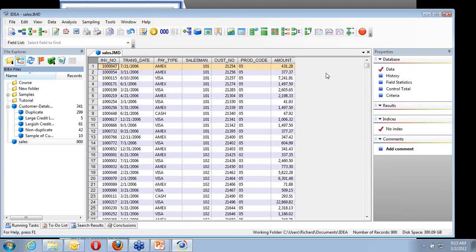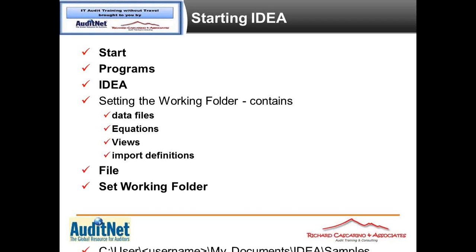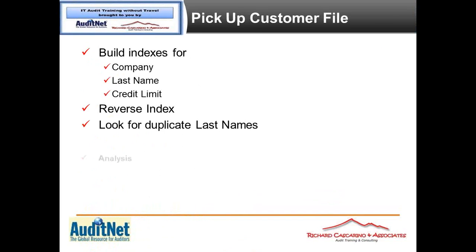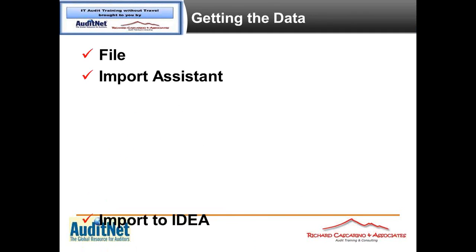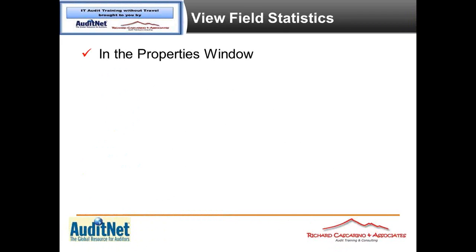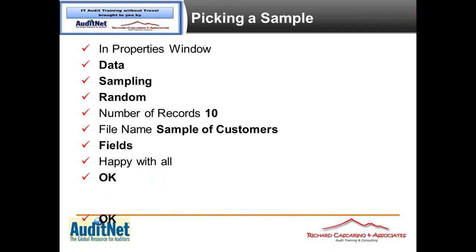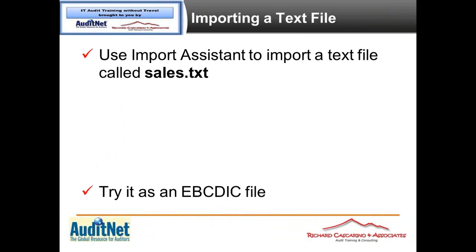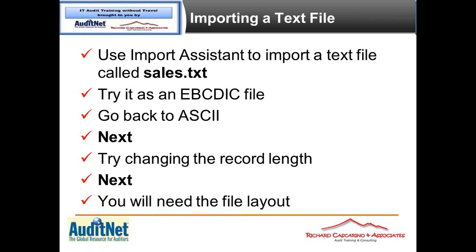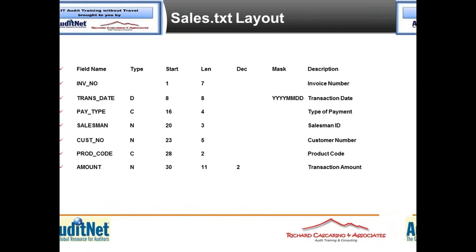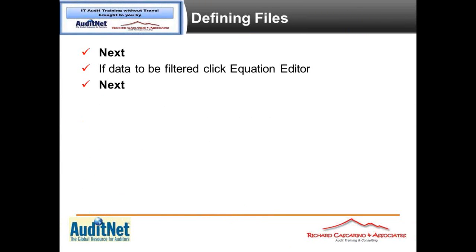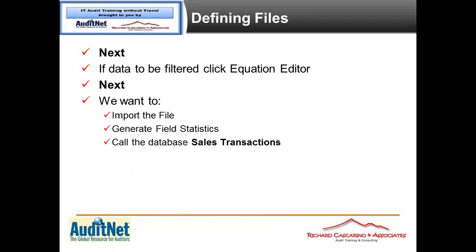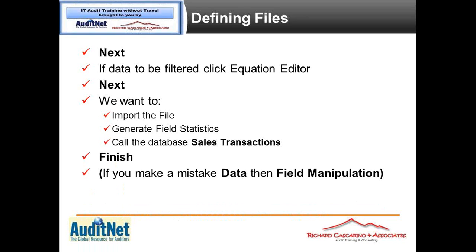Okay, you have the information on your PowerPoint slides. If I go down through the PowerPoint slides to where you are, we picked a sample. We extracted the records for our big credit limits. We imported a text file, and this is where we are at the moment. So you've got the right file layout. There's your file layout that you were looking for. We defined a file. We didn't need an equation editor, so we want to import it, and then we want to generate our field statistics and call the database sales transactions, and then we want to finish. If you make a mistake, then you can always go back to data.